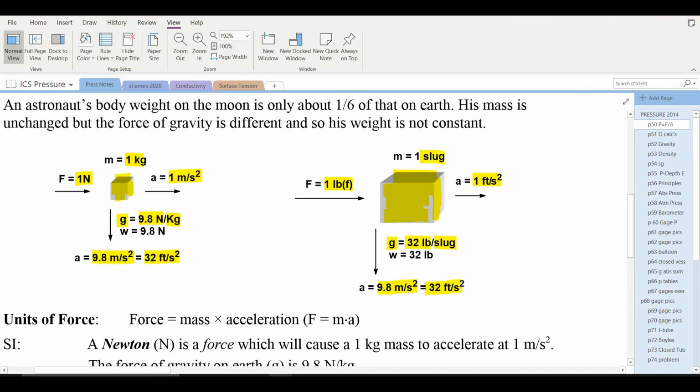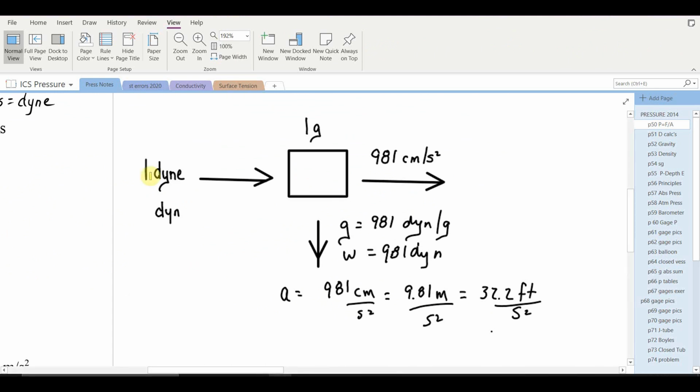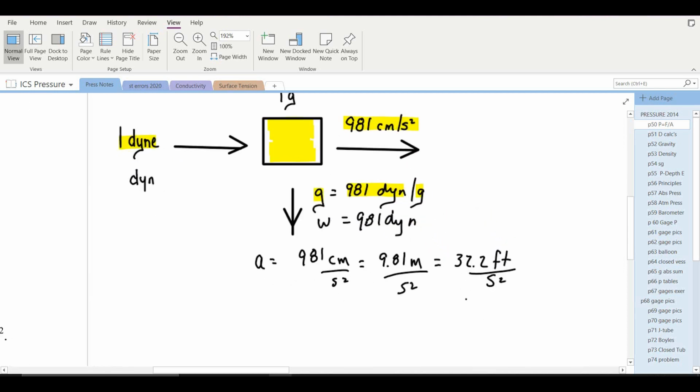In the CGS system, the unit of force is a dyne, and 1 dyne will cause a 1 gram mass, and that's a very small mass, to accelerate at 1 centimeter per second squared. So the force of gravity on any object is 981 dynes per gram of mass. So the weight of a 1 gram mass is 981 dynes. Acceleration due to gravity is 981 centimeters per second squared, which is 9.81 meters per second squared, or 32.2 feet per second squared.